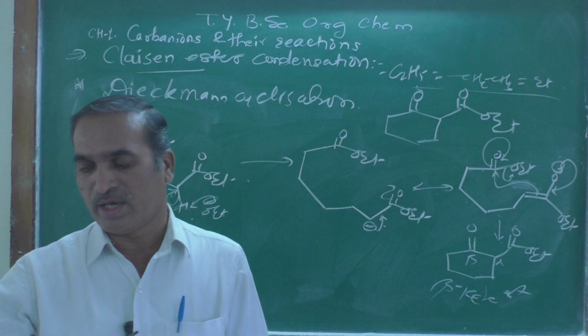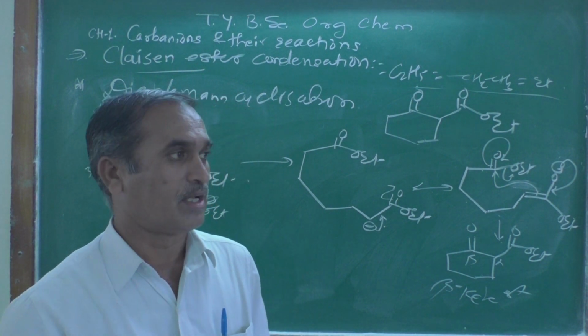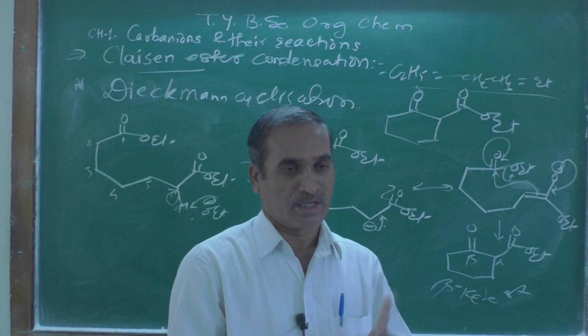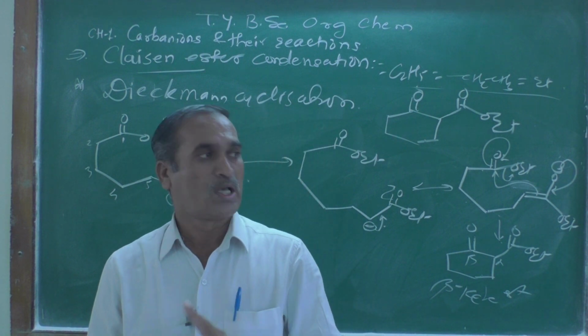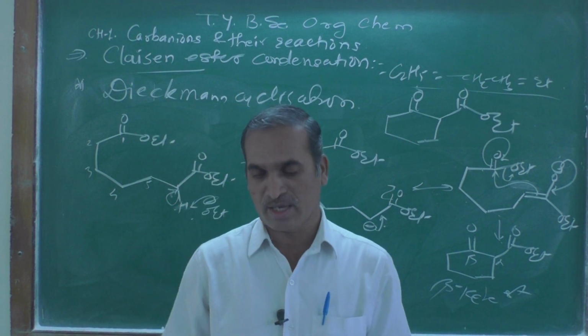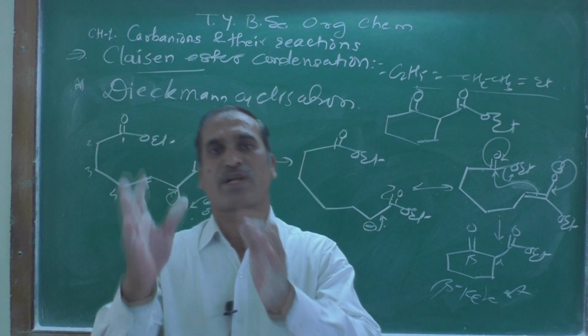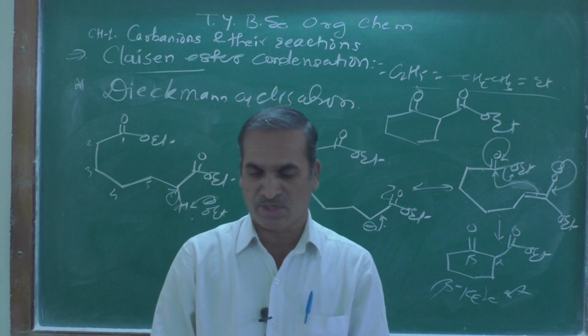So in this way I think we have completed the Claisen ester condensation reactions, simple and crossed, and the Dieckmann cyclization is nothing but an intramolecular Claisen ester condensation.